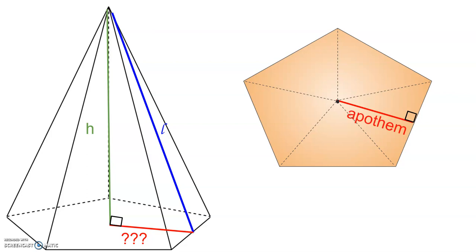So when we have a pyramid, instead of being the height squared plus the radius squared equals slant height squared, now it's going to be the height squared plus the apothem squared is the slant height squared. We're going to go ahead and jump into a couple practice problems, and then you'll be on your way.